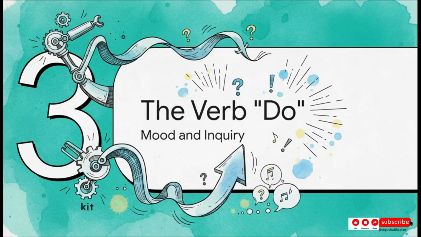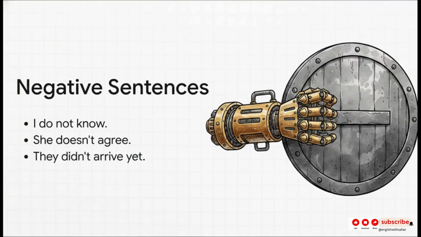Okay, let's jump into section 3, the verb do. And this brilliantly illustrates how do steps in when a sentence needs to become negative. You see, the main verb usually can't just slap the word not onto itself without sounding, well, incredibly awkward or archaic. It needs a helper. Check these out in action.